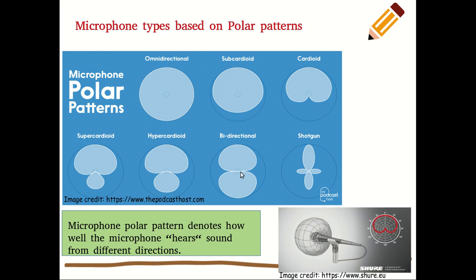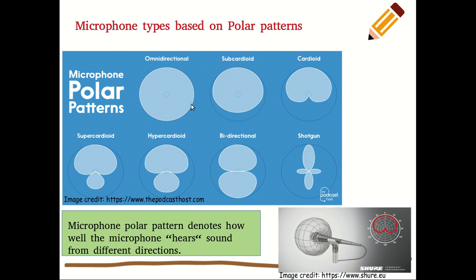Suppose you are going to arrange an interview of somebody. So you are at one side and that person is at another side. In that case, what microphone do you have to use? You have to use a bidirectional microphone, which is sensitive to two opposite directions.